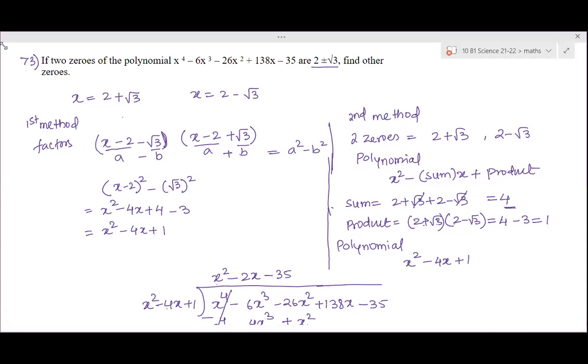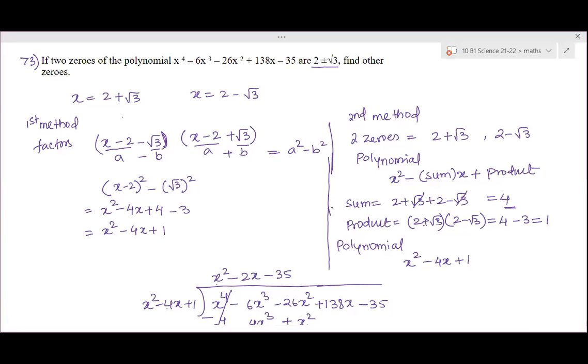Ma'am, in some earlier questions, there were 2 methods, and the first method was applicable for only some questions. Is it the same here, or are both methods applicable for all questions? Both methods are applicable for all questions. It's not that this method will not be applicable for some questions. Whatever I've shown you right now, both methods are applicable for all of them earlier also.